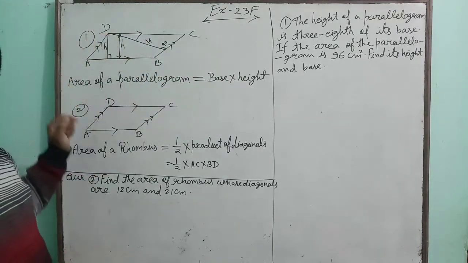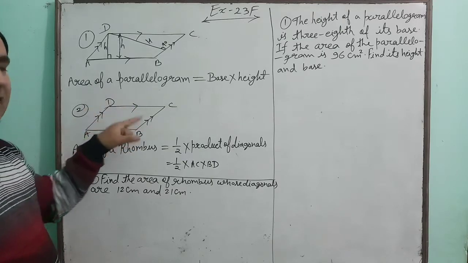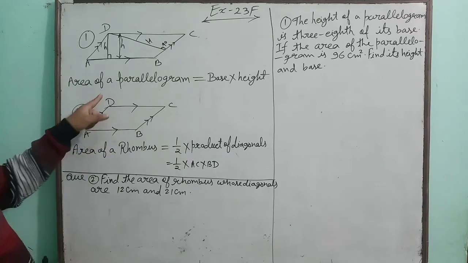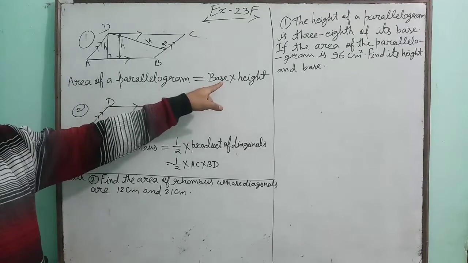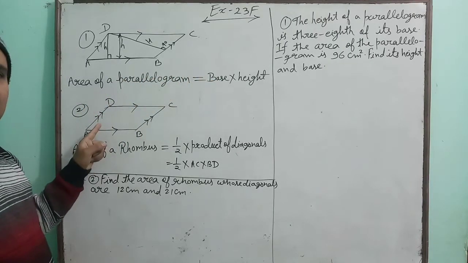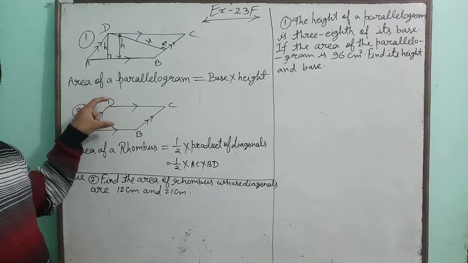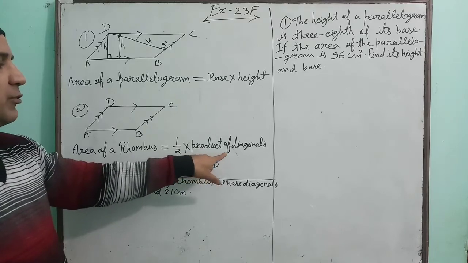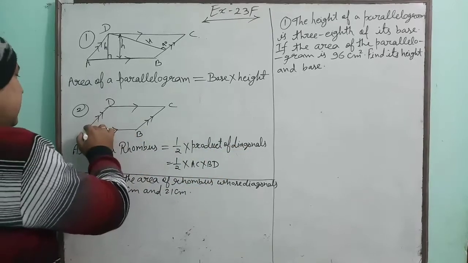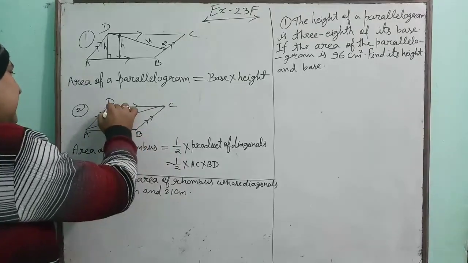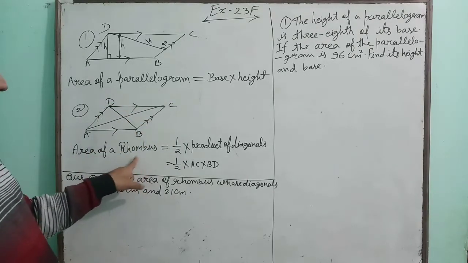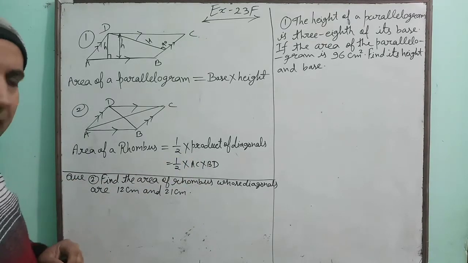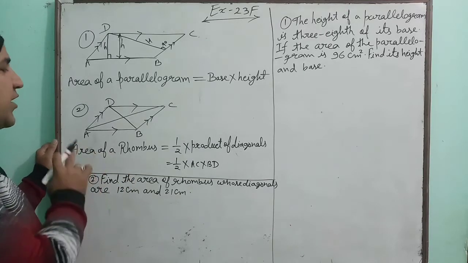If the parallelogram is a rhombus, we know that in a rhombus all the sides are equal. Since it is a parallelogram, if its side and height are given, then we can apply the same formula. But if the height, the distance between two parallel sides, is not given, then we will use this formula: area of a rhombus is equal to 1 by 2 into the product of diagonals. One diagonal is AC, another diagonal is BD. That means area of rhombus is 1 by 2 into AC into BD. Is this clear? This is the second formula for area of a rhombus.